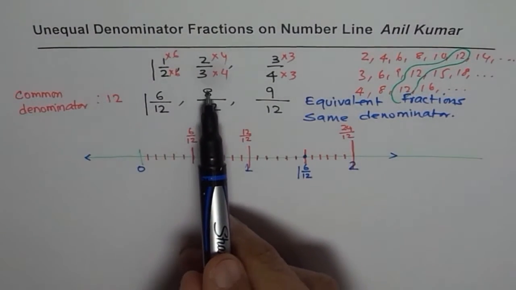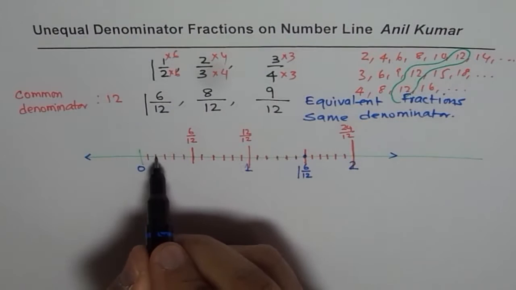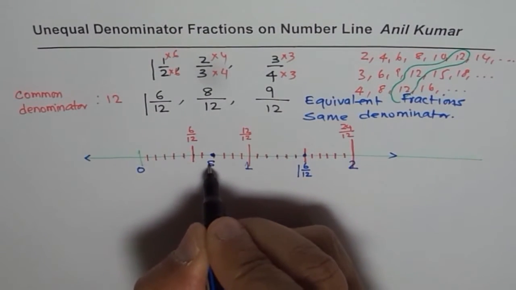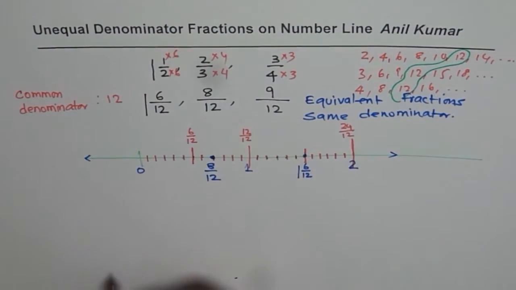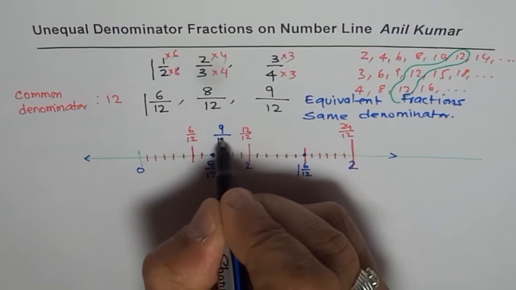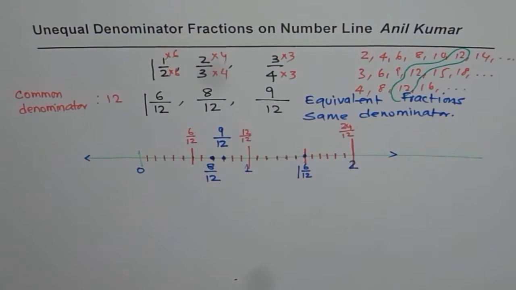Let's look for 8 out of 12. So 1, 2, 3, 4, 5, 6, 7, 8. So that becomes 8 out of 12. Now 9 out of 12 should be this one. So that is 9 out of 12 for us. Do you see how to get these numbers on the number line? That is how we should be doing it.